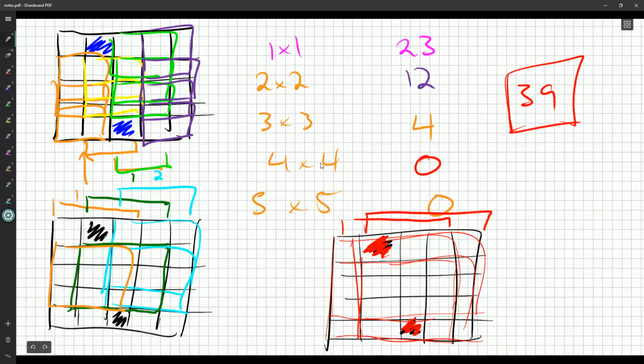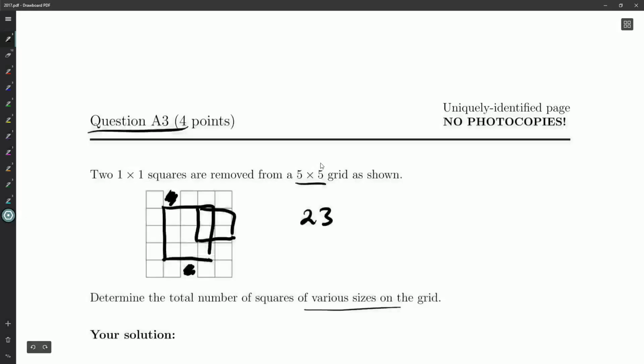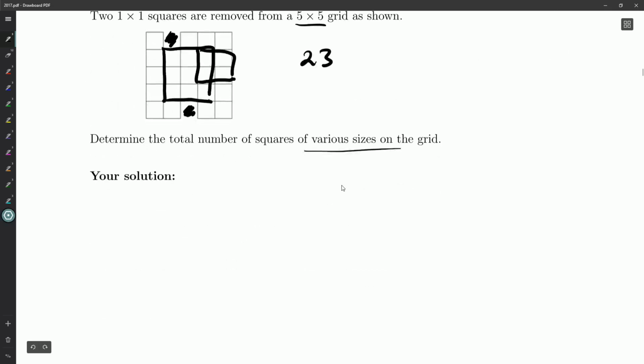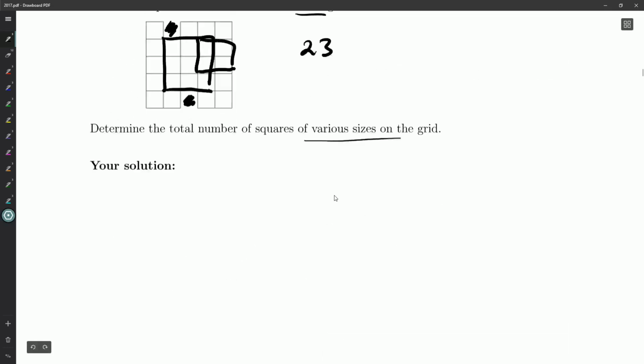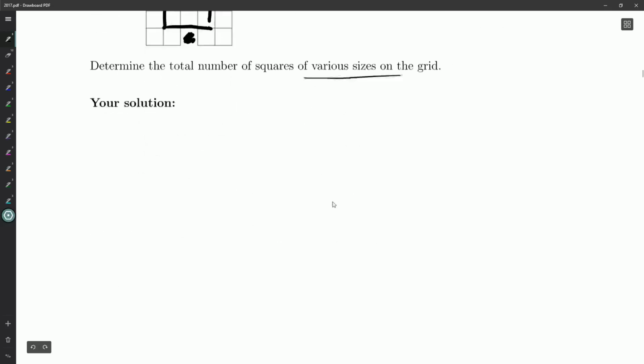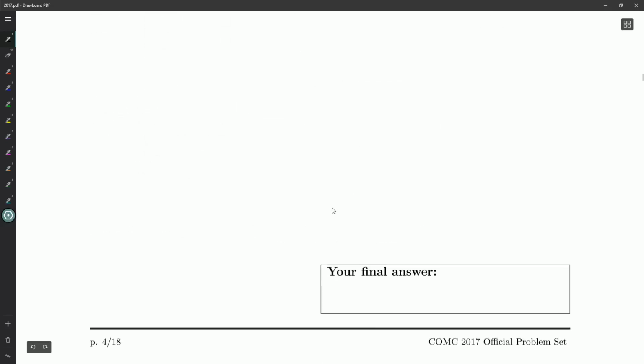As I say, there isn't really a particularly good way of doing this other than being very organized and very clear. So drawing your pictures and then saying how many 1x1s, how many 2x2s, and so on is really the best use of this space here. But of course, remember, it's an A-part question. A's and B's, you just need your final answer. Part marks are only there if you're incorrect.